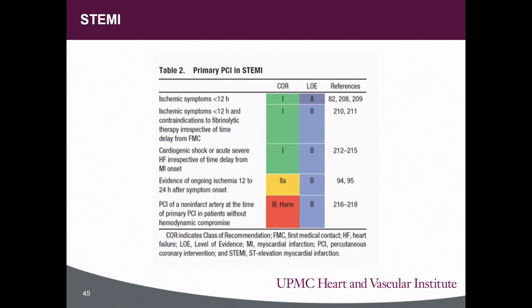So, thinking about indications for primary PCI, in most cases it's class 1 if you have ischemic symptoms that are under 12 hours. It's also indicated if there are contraindications to fibrinolytic therapy irrespective of time, or if the patient is in cardiogenic shock or has acute severe heart failure, irrespective of time delay from the myocardial infarction onset.